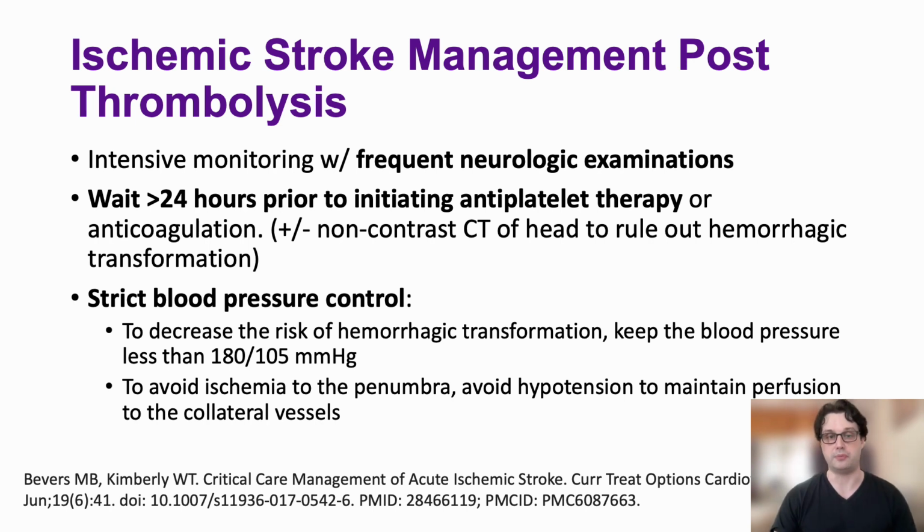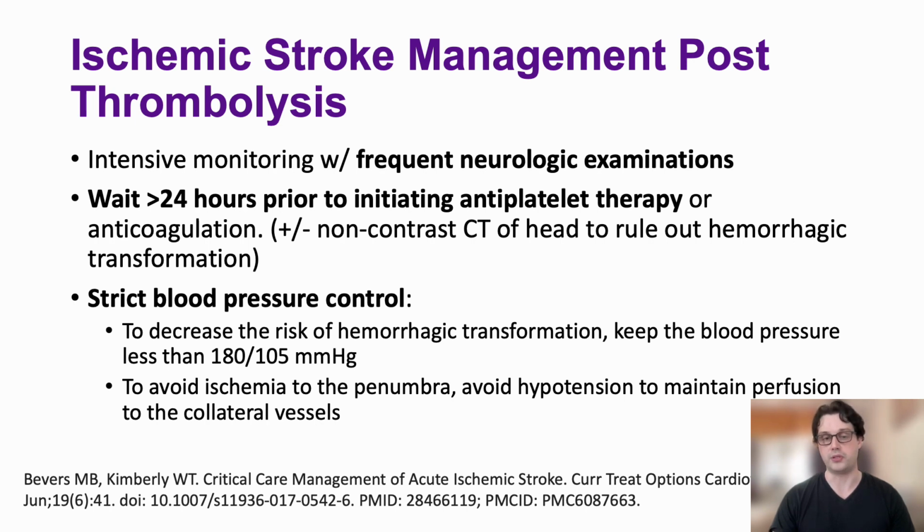So there's a couple of things that we should be looking for, and some of those are intensive monitoring with frequent neurological examinations, because we want to establish a baseline for the patient to see if there's any deterioration later. We will also wait for more than 24 hours prior to initiating the antiplatelet therapy or anticoagulation, and usually we do this in a setting of non-contrast CT to rule out hemorrhagic transformation. And lastly, there's strict blood pressure control, and we do this in order to decrease the risk of hemorrhagic transformation, to keep the blood pressure less than 180 over 105 millimeters mercury.